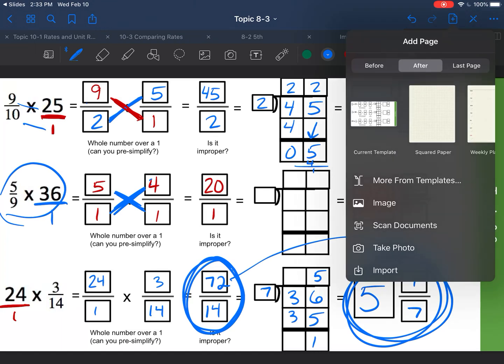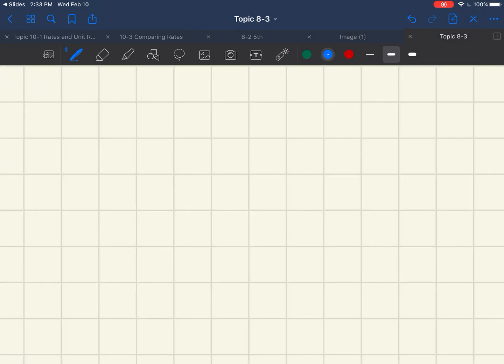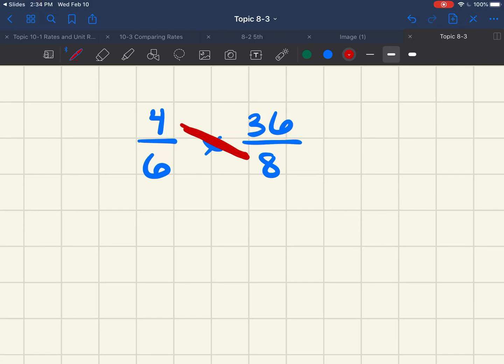All right? And the one last thing I do want to show you guys is that you can pre-simplify twice. So let's look at this problem. We have 4/6 times 36/8. Okay, so if we look diagonally this way, the greatest common factor of 4 and 8, they can both be divided by 4. So that becomes a 1, that becomes a 2.